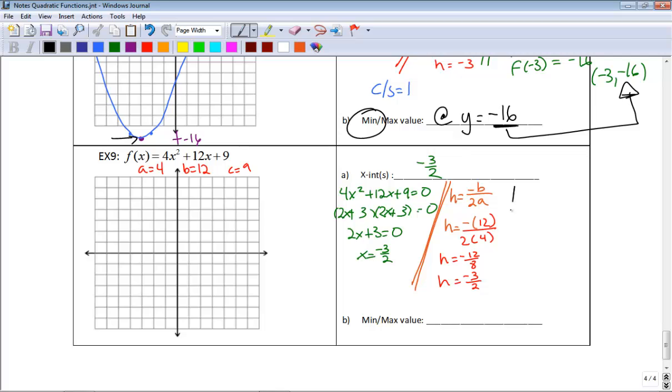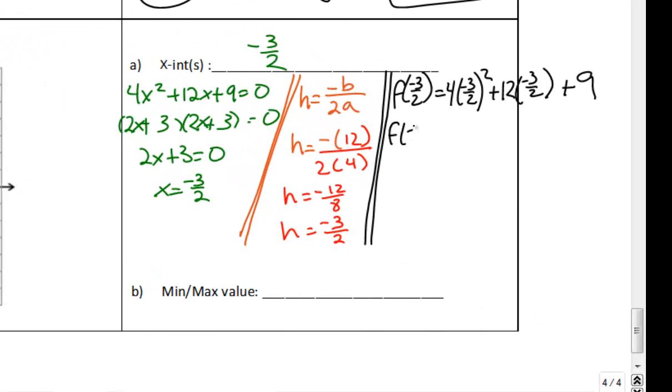Well, what's k? Well, k is always the function's value at h. So I need to find f of negative 3 over 2. So let's plug negative 3 over 2 everywhere there's an x in my function. So I say 4 times negative 3 over 2 squared plus 12 times negative 3 over 2 plus 9. Alright, so what is negative 3 over 2 squared? Well, negative 3 over 2 squared becomes a positive 9 over 4. Then I can put my 12 over 1. 2 goes into 2 once. 2 goes into 12 6 times. 6 times a negative 3, negative 18, plus 9.